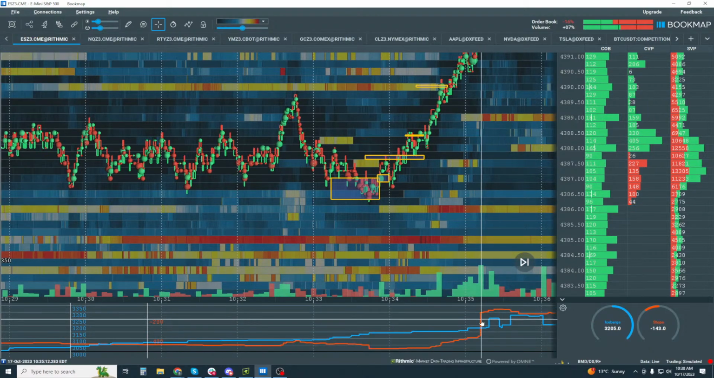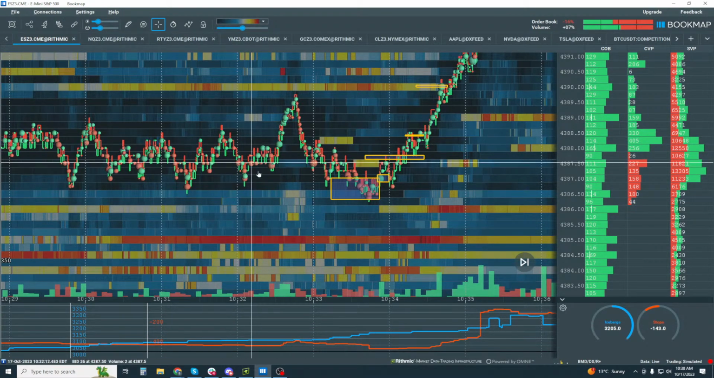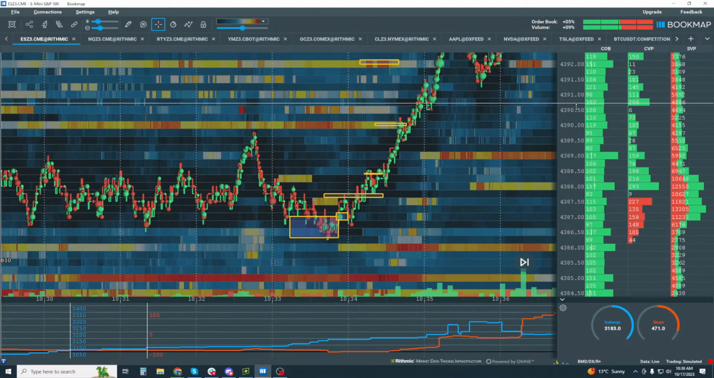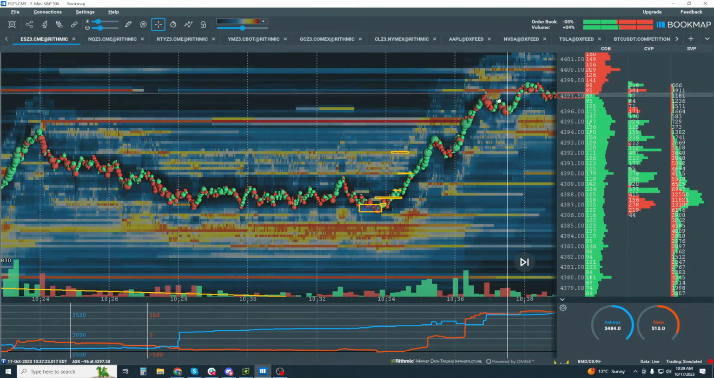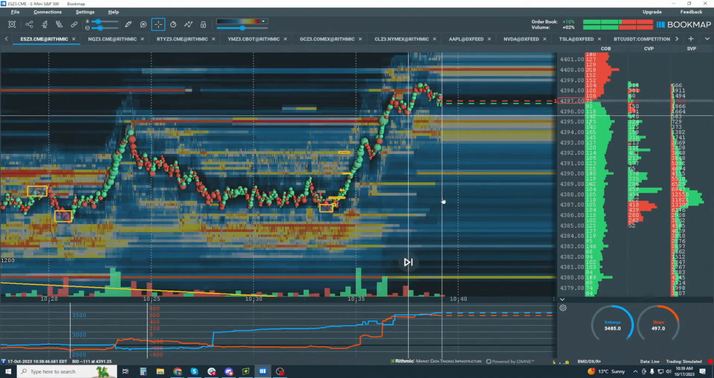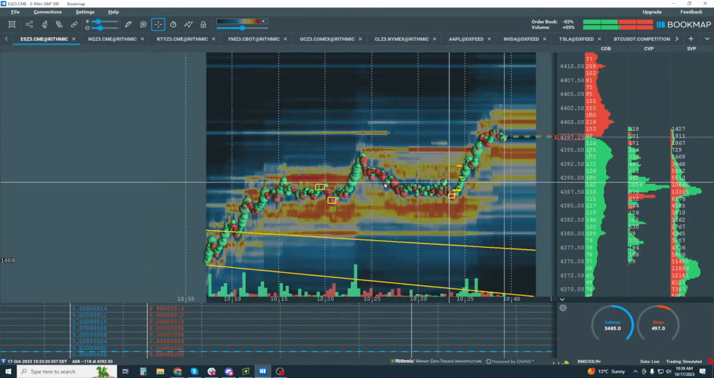Okay, and look at the stop run here. Okay, so all of this is the fuel in here. Okay? Most of the selling took place in here. All right, so it turned into a beautiful move here. Okay, and we got a total trend reversal and continuation now.